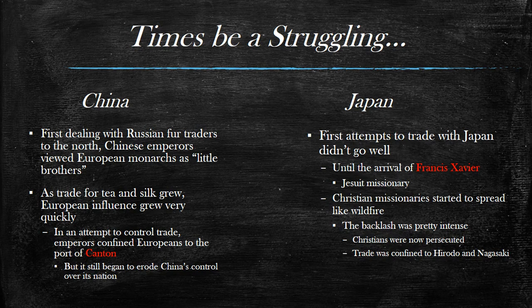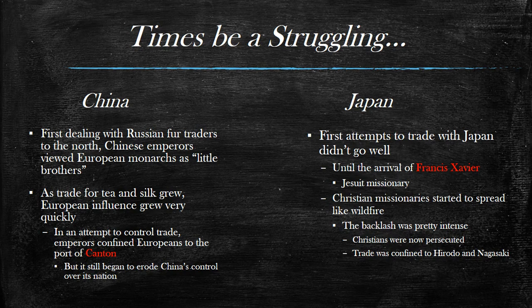But due to some poorly executed missionary exploits in Japan, Japan is going to be no longer a trading option for Europeans for the foreseeable future. So we have kind of a mixed bag in how this next stage of imperialism is taking place.